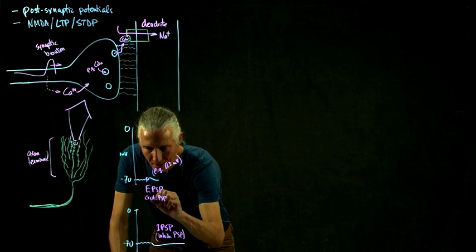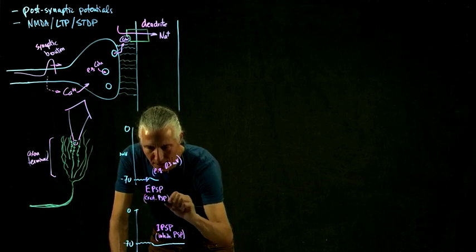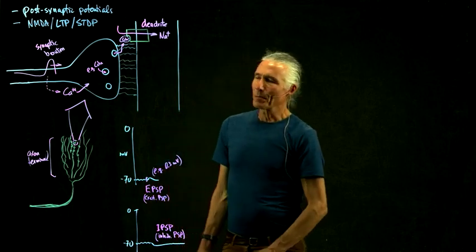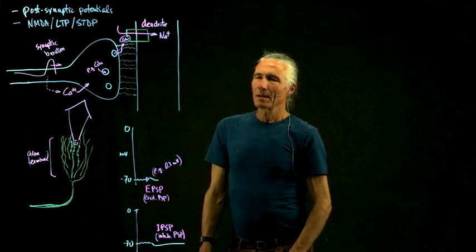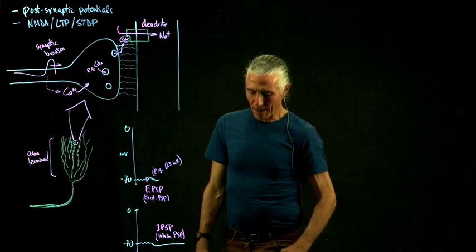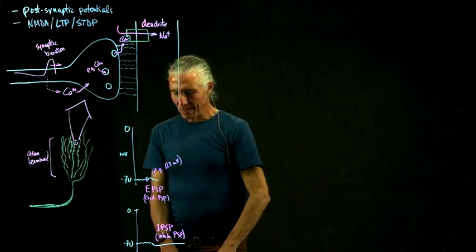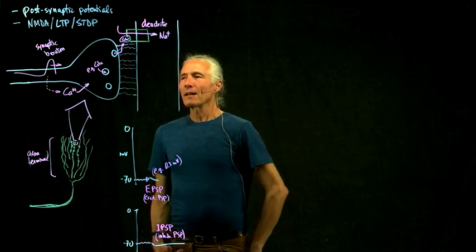So just like in the case of the voltage-gated potassium, those will oftentimes be potassium channels, but they can be chloride channels too. Okay, so now let's say two things about that.